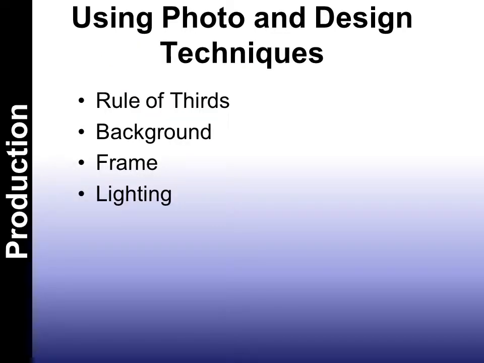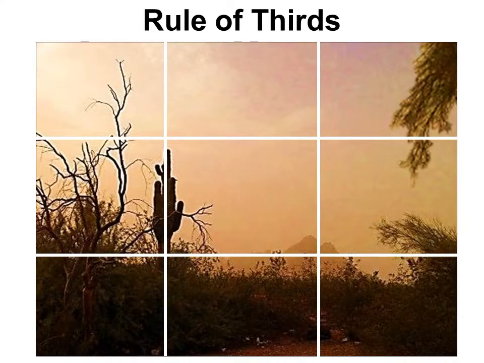It's important to also know some photo and design techniques that a lot of people that are making film today may not know about. The rule of thirds, background, frame, and lighting are some very basic things that every photographer knows, and if you're going to be in video, you should know it as well. Rule of thirds means to look at your image and divide it into thirds as if it were a tic-tac-toe board.